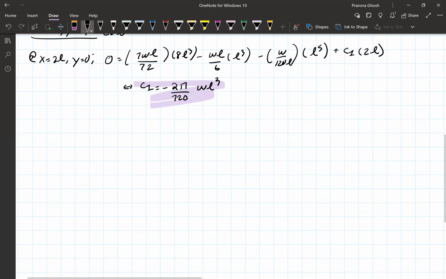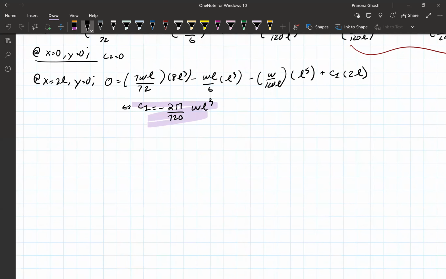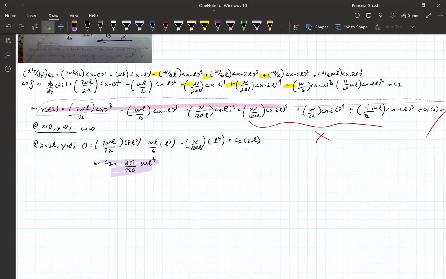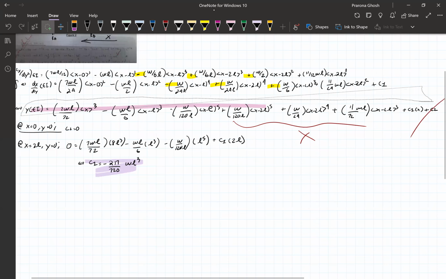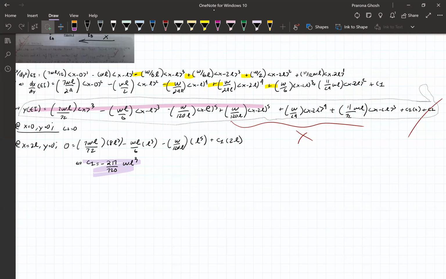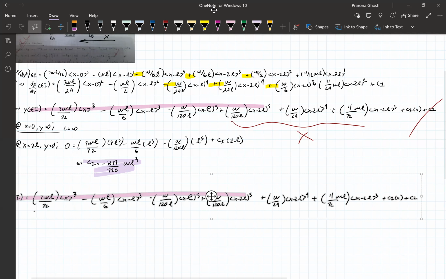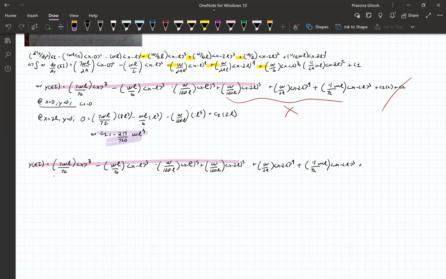For C1, you put it back into your equation. I don't feel like writing that all down, so I'm just going to copy it. Okay, we get that. C1 is negative 217 over 720 WL3, times x.